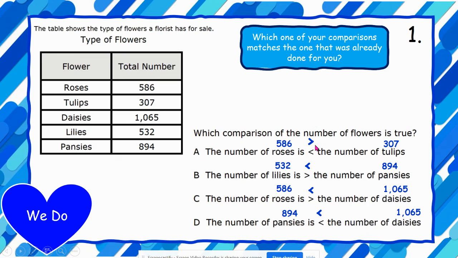For example, A, are these symbols the same? No. Letter B, are these symbols the same? No. Letter C, are these symbols the same? No. Letter D, are these symbols the same? Yes, they are. Therefore, letter D is the comparison that is true.